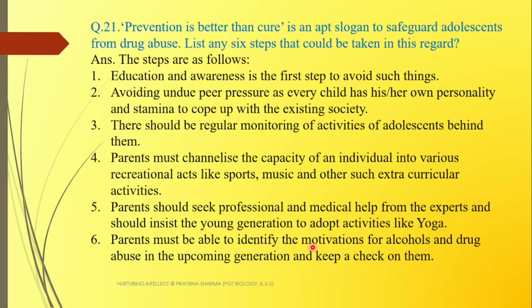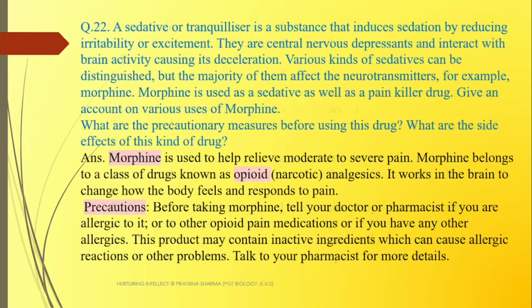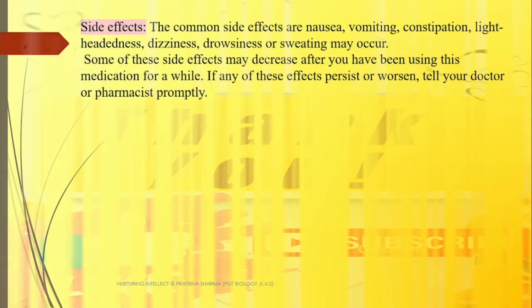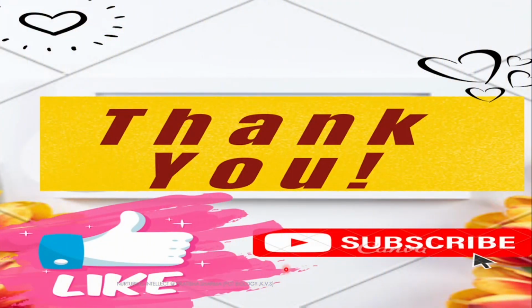Parents must be able to identify the motivations for alcohol and drug abuse in the upcoming generation and keep a check. So, this is all about the topic drug and alcohol abuse. Hope the things must be clear to you. With this, we completed chapter 8 revision.